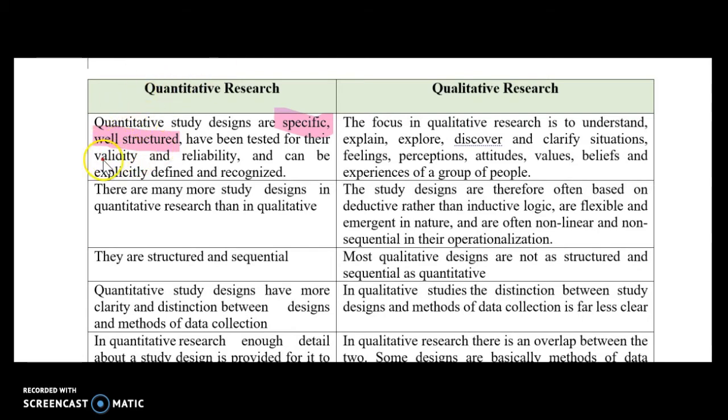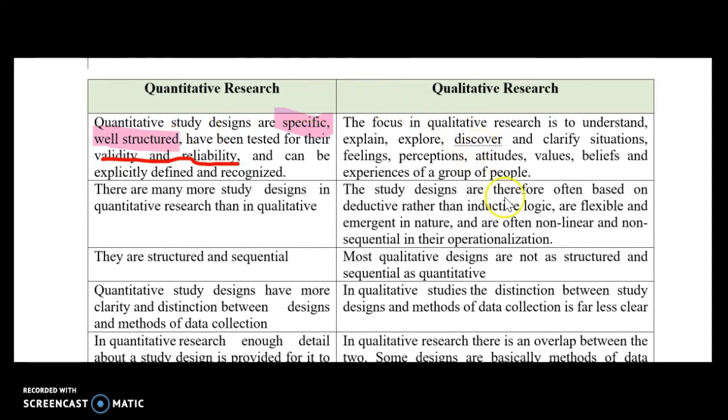They mainly focus on validity and reliability. Validity and reliability in quantitative research are very important. We explained the concept of validity and reliability in the previous sessions, and we said that validity and reliability are indicators of the accuracy of the procedures.